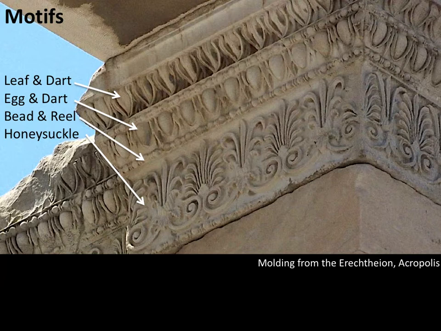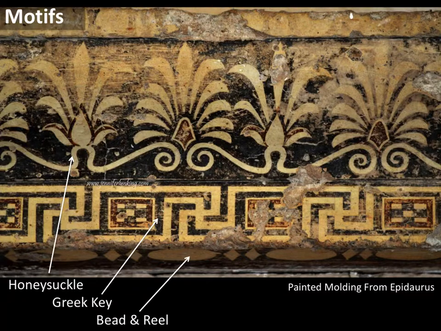So I want to point out that all of these are in horizontal bands. It's in a row. It's not all over the surface. It's just wherever you need a long horizontal line. And these motifs were carried through in lots of ways, not just in the carved moldings on buildings, but here is a molding, a painted molding from the site at Epidaurus.